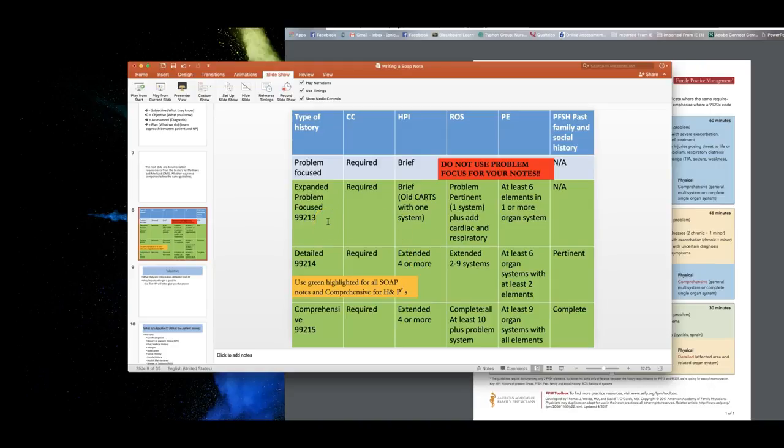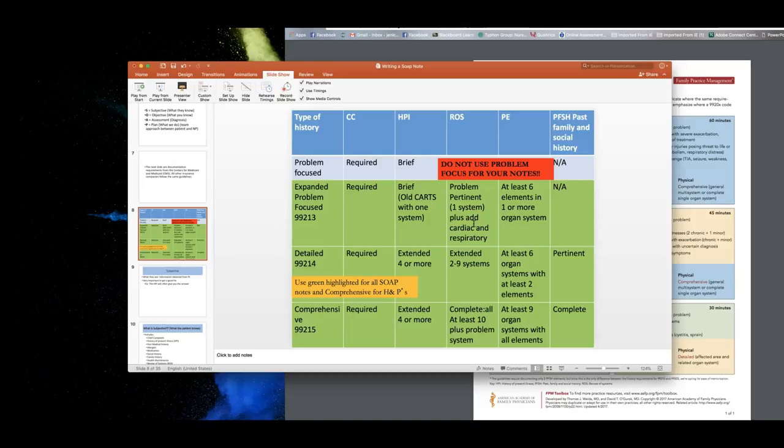So what this means is, let's just take this. The patient comes in with a cold. All right, the history of present illness, Medicare or other insurance companies are saying, is brief. So you're going to use your old carts, okay, with one of the systems. Meaning, if they come in with a sore throat, you're going to do the ear, nose, and throat. That's, to me, one system, okay? Your review of systems, remember, that's still what the patient's telling you. This means anything else that you missed, perhaps in the HPI, that could add to this issue.